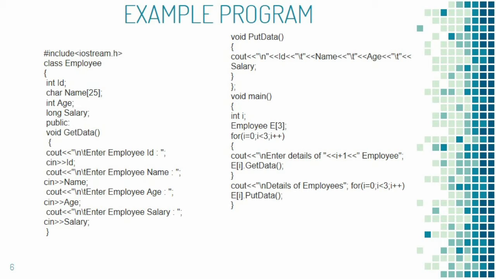Once the member function is called, the compiler jumps to the member function get data, and now it executes the statements which are included inside the get data member function. Here we have included 4 output statements and 4 input statements. Output statements will be displayed as they are, and the inputs of ID, name, age and salary are got from the user. And again it returns to the for loop.